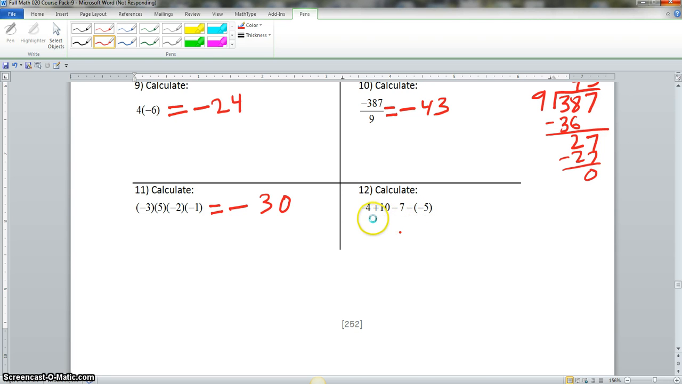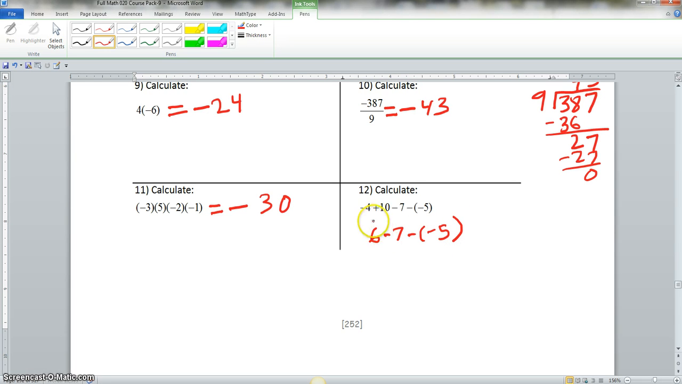Now, if you notice here, we have different signs everywhere. We have negative and positive. We have addition and subtraction. So what I would suggest you do, since we have all addition and subtraction, I would suggest that we go with the order of operations. Now, remember, when you have all addition and subtraction, you go from left to right, whichever one comes first. So we have negative 4 plus 10. Now, we know negative 4 plus 10 will give us 6 minus 7 minus a negative 5.